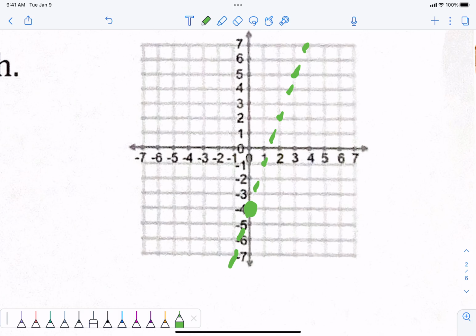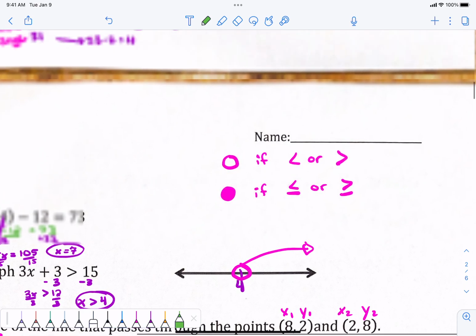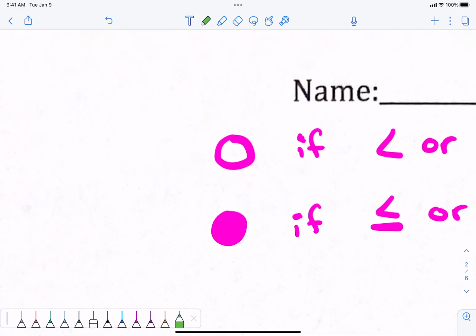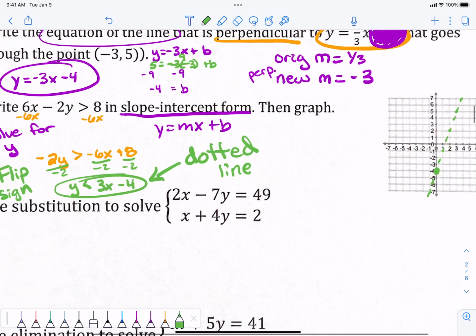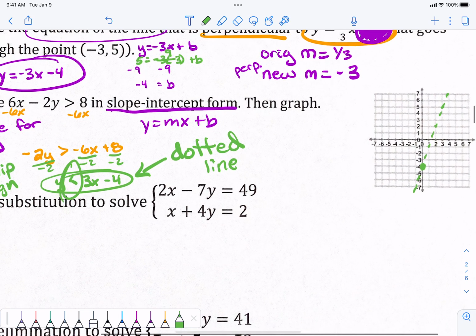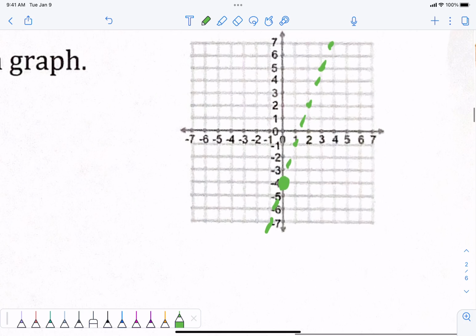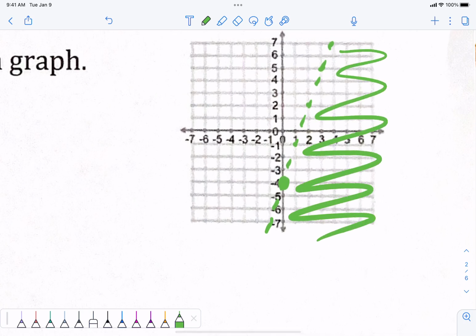So what if it's greater than, but it's not equal to? Would it be dotted still? Yep. A dotted line is kind of like the equivalent of an open circle. So it's kind of the same thing as what we did up top, except this is a line, and this says y is less than. Shade below the line. So we're going to shade below the line, right below there.